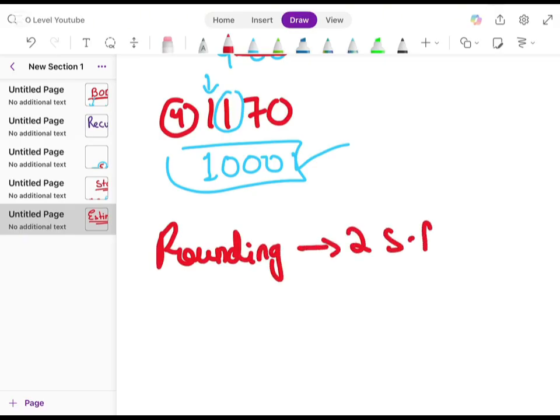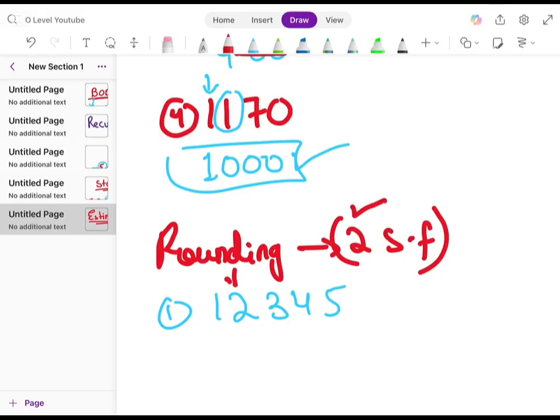two significant figures. So for example, the value is 12345. So right now the question is two significant figures. The second significant figure is 2. So after 2 I have 3, that is lesser than 5. So I will write these two significant figures as they are, because I don't need to add anything, and then I will write 0s here. So this will be my final answer.